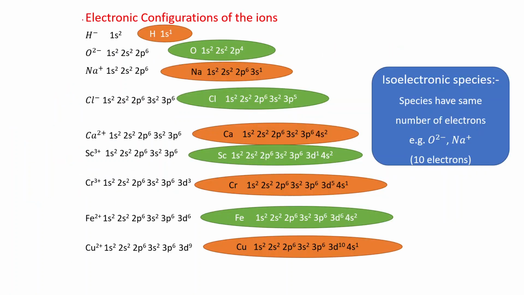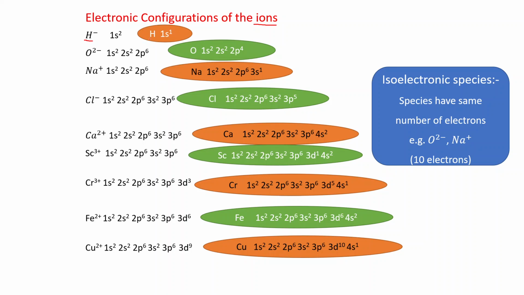Now, students, we will discuss the electronic configuration of ions. Two types of ions are there, positive ion and negative ion. Positive ion is formed by the loss of electron, and negative ion is formed by the gain of electron. Okay. Now, see, this is H minus.